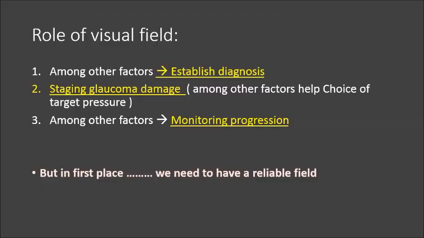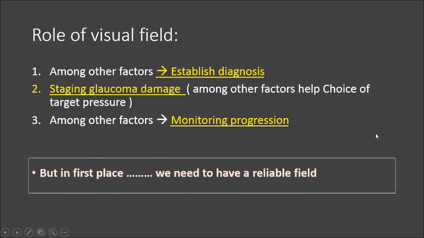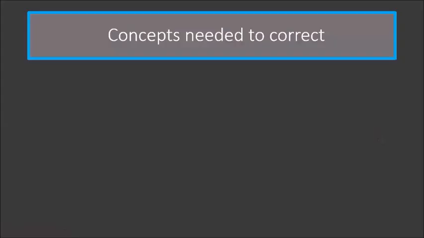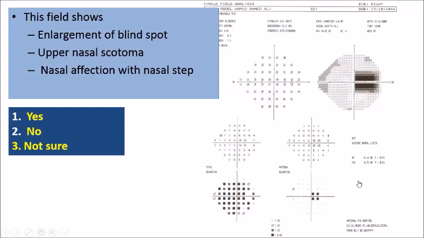The role of visual field, among other factors, is to establish the diagnosis of glaucoma, stage glaucoma damage, help to choose the target IOP, and also monitor progression of glaucoma. But first, we need to be sure that we are dealing with a reliable field. So I need to talk about some of the concepts that you need to correct. This is the first slide I want you to share.